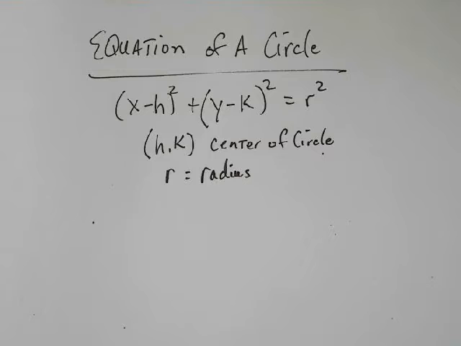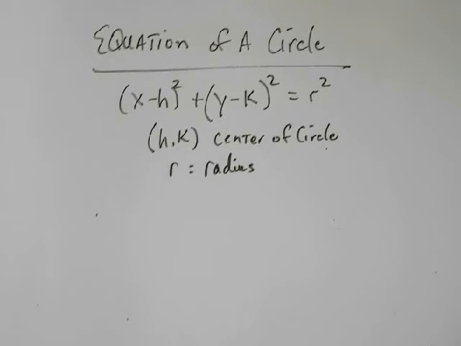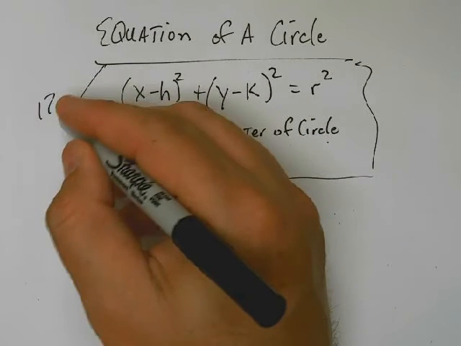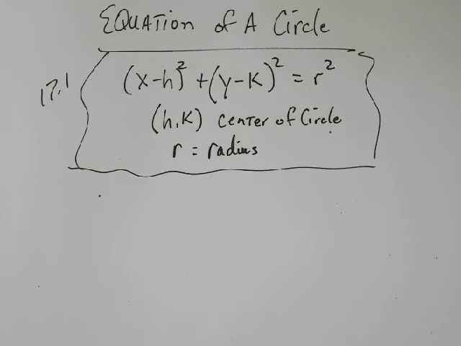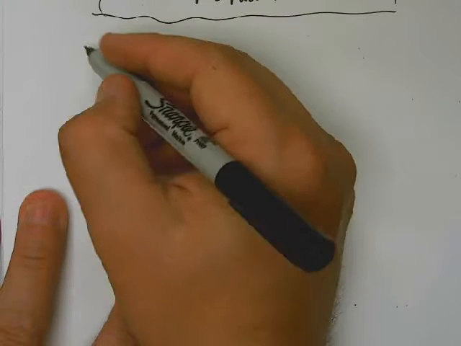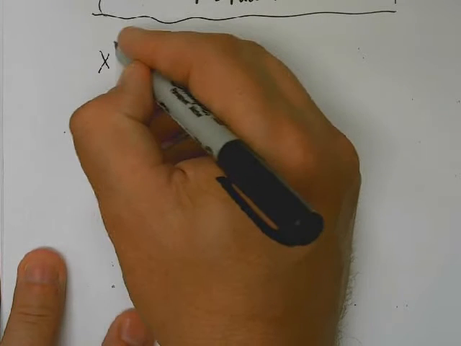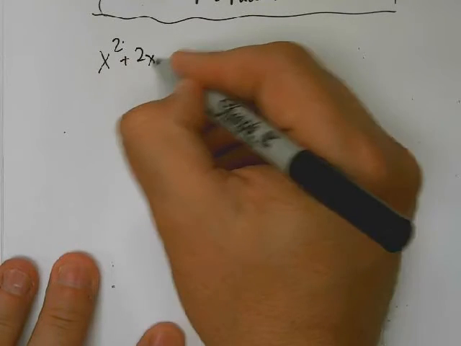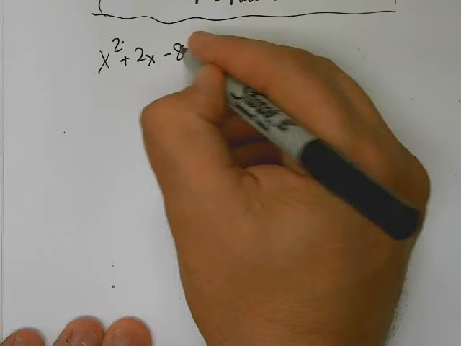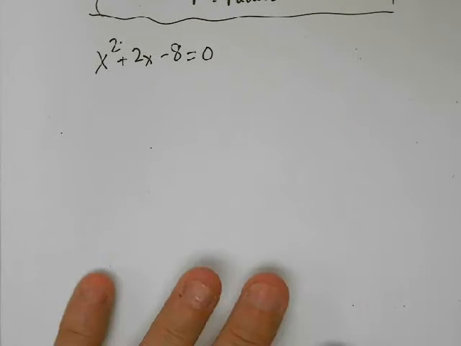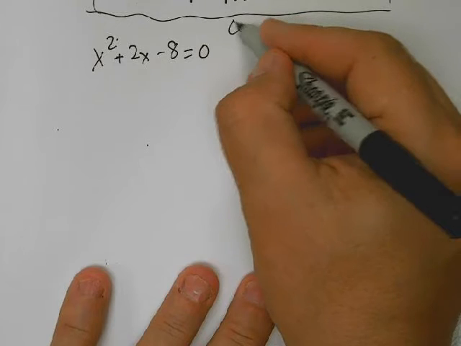Okay, so let me go back to this screen. All right, so with that, that's where we're at right now. This is 17.1. But what I want to do is go back to Algebra 1, and we have this quadratic equation, x squared plus 2x minus 8. That is a quadratic equation.